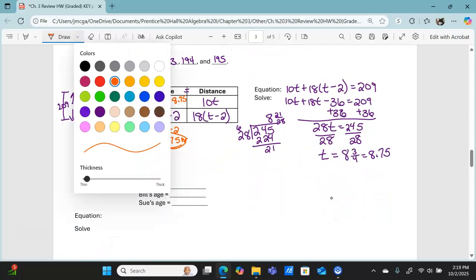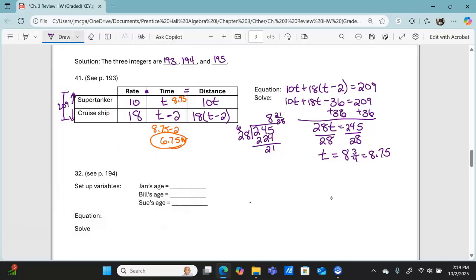In number 32, and this is on, oops, let me get a page number. This is on page 194, so the chapter test. It says Jan is 1 year younger than her brother Bill and 1 year older than her sister Sue. The sum of the children's ages. So let's start with Bill. We're going to call Bill's age B. Jan is 1 year younger than him. So she's going to be B minus 1.